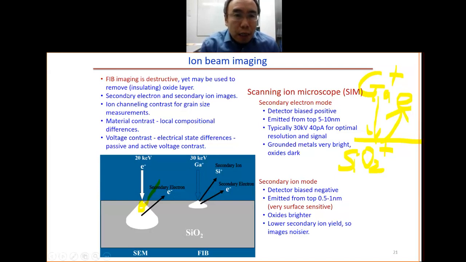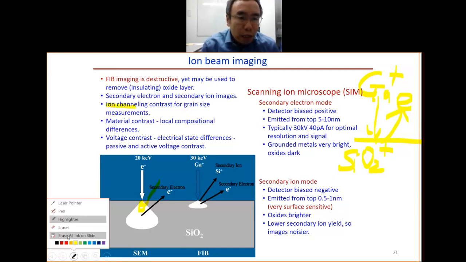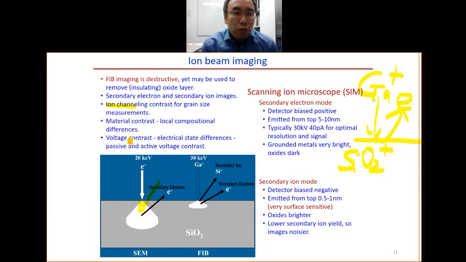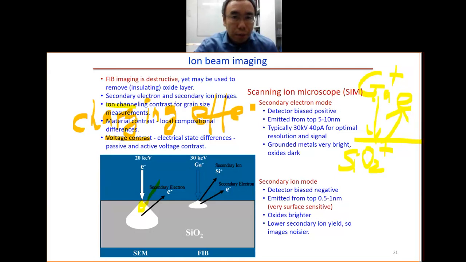Besides normal imaging, we can also do ion channeling contrast. We will see this later on, as well as material contrast and voltage contrast. The voltage contrast is nothing but a charging effect. It's similar to what we have seen for the electron beam: you have charge, you have voltage, so you form some contrast.